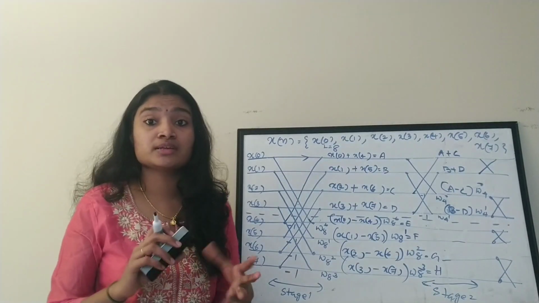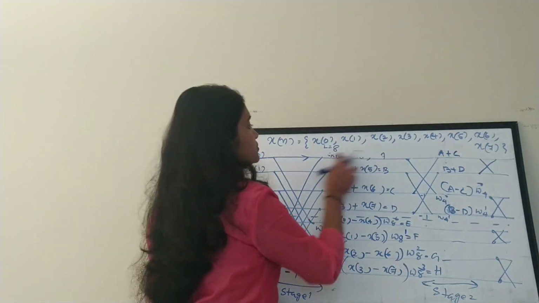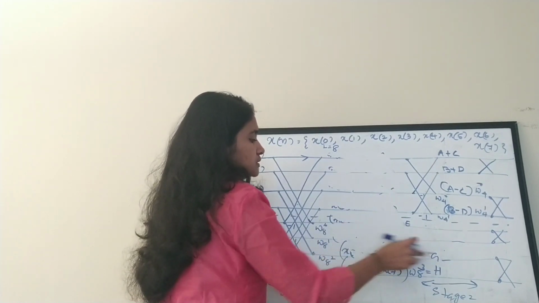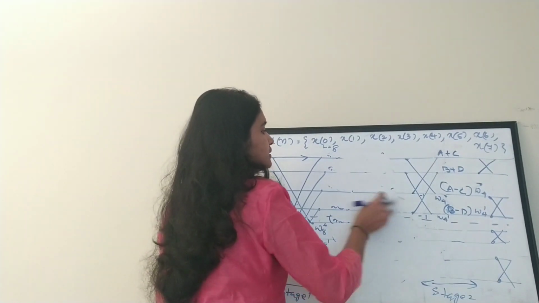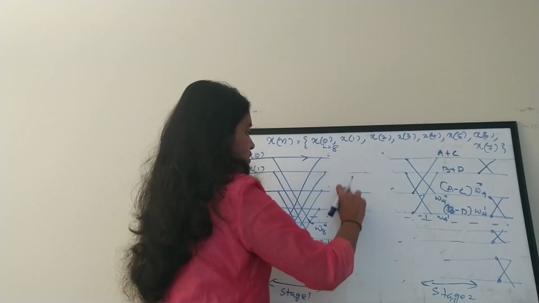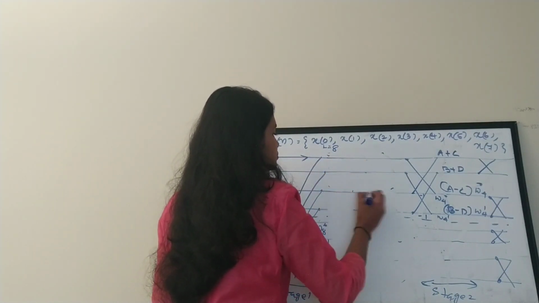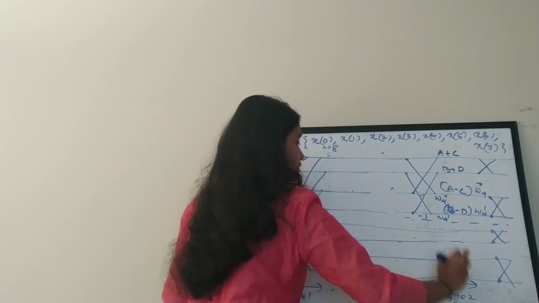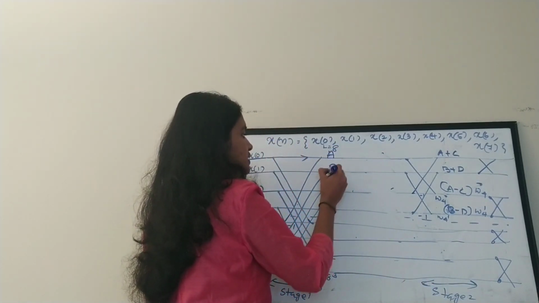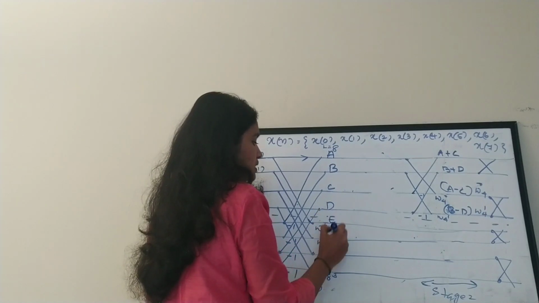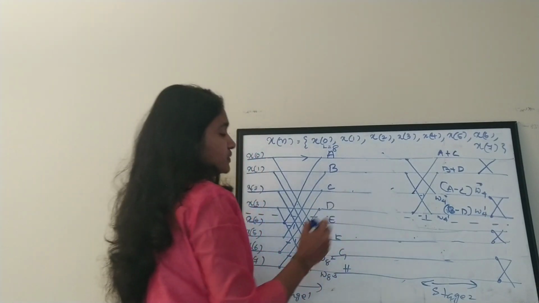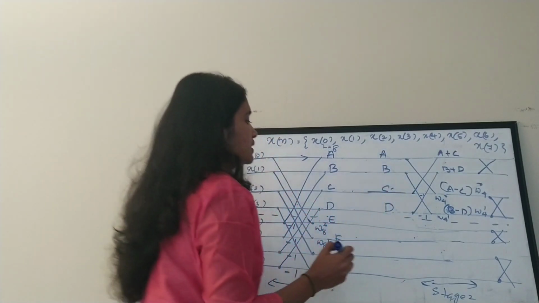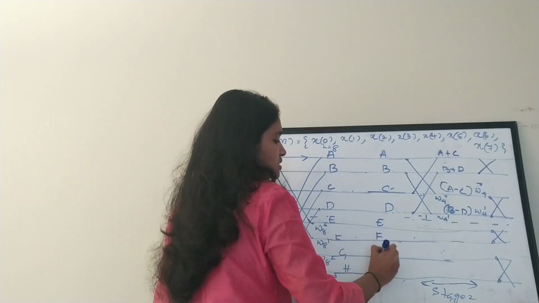Okay, so this figure looks really crowded, right? So I'll just remove this, and in order to make it really clear, I'll just write the outputs as A, B, C, D, E, F, G and H. So here your A, B, C, D will come, and your E, F, G and H will come here.